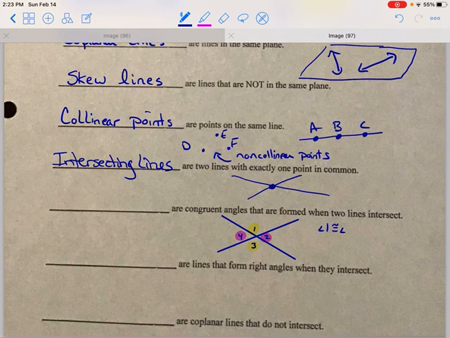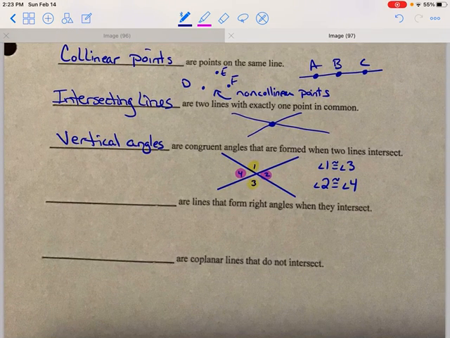So it turns out that when you do intersecting lines, these ones that are across from each other are always congruent. So angle 1 is congruent to angle 3, angle 2 is congruent to angle 4. So you get these pairs of congruent angles, and they are known as vertical angles. Okay, so 1 and 3 are vertical angles, 2 and 4 are vertical angles.